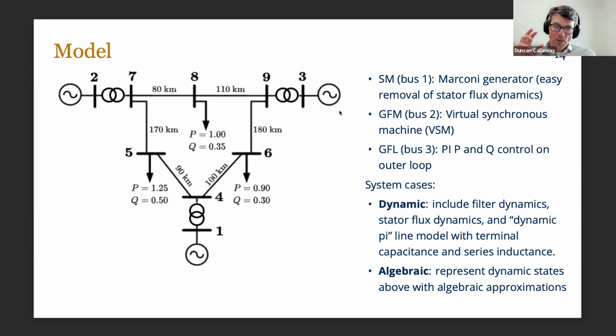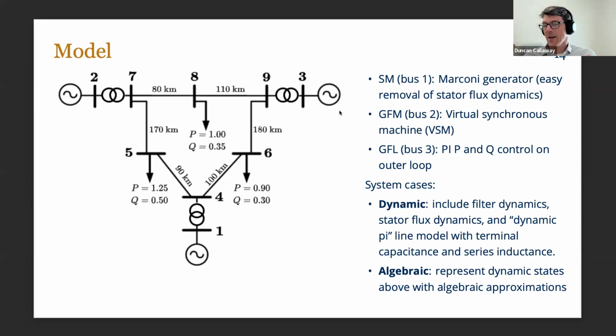And so then we looked at 2 system cases. This is before we start thinking about varying the parameters. We thought about 2 cases, and we want to understand how, specifically in this case, small signal stability conclusions differ if we simulate either full dynamics, which is in this case including filter dynamics on the inverter, stator flux dynamics on the synchronous machine, and then a dynamic pi model, that is, a dynamic pi line model.